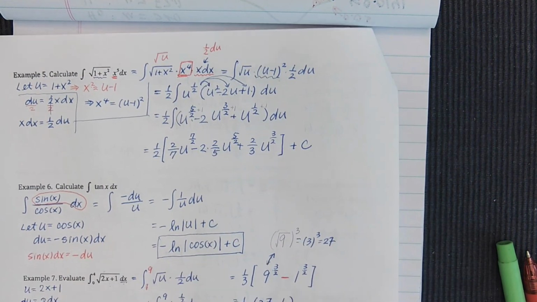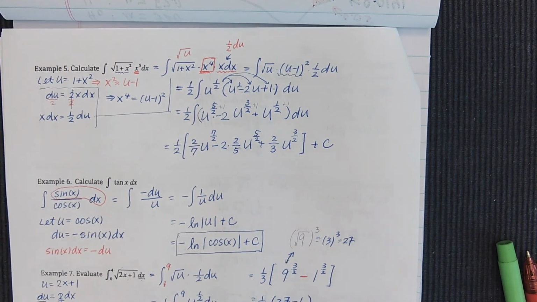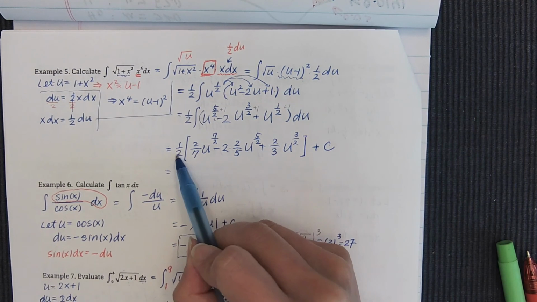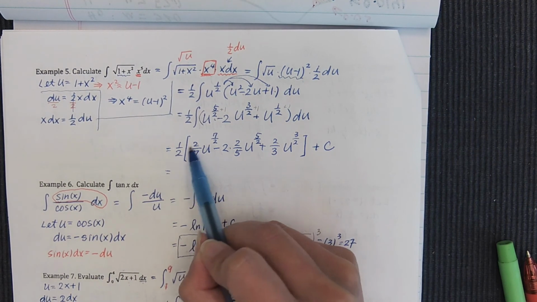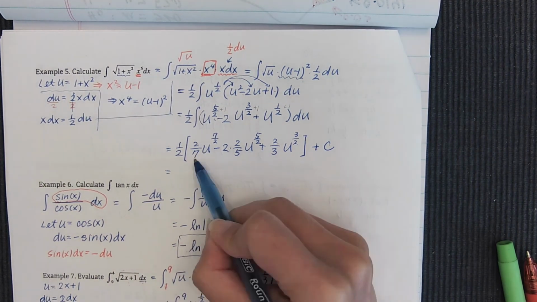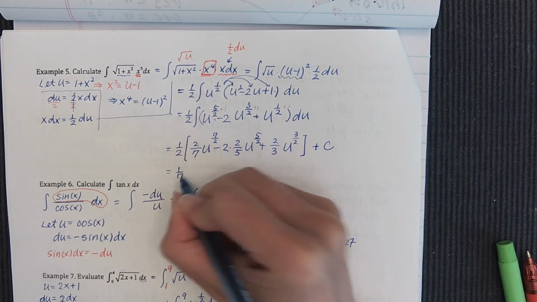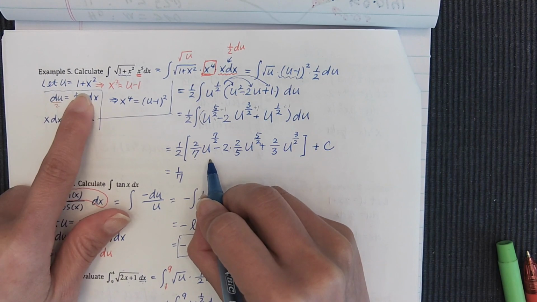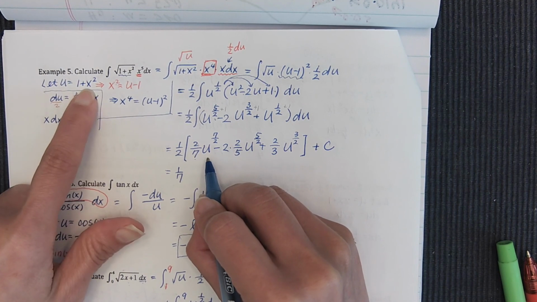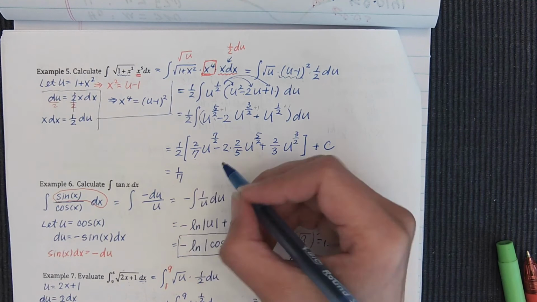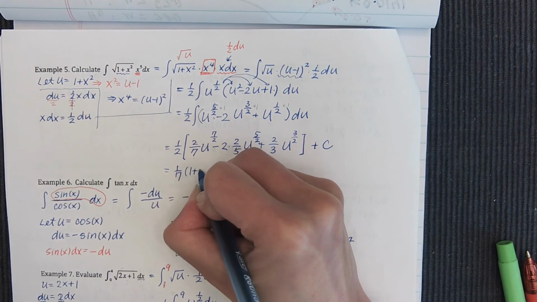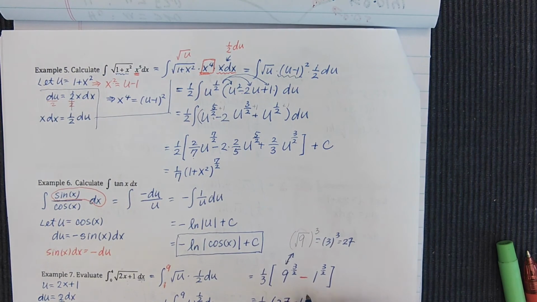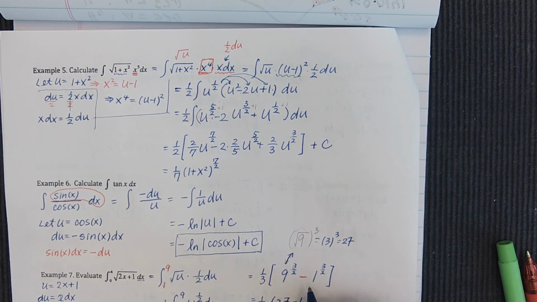Yes, we are almost there. So 2 and 2, let's cross out. I got the 1 over 7. Then I should go back to the 1 plus x square. Oh, it's 1 plus x square to the 7 over 2. You good? That's the first piece.